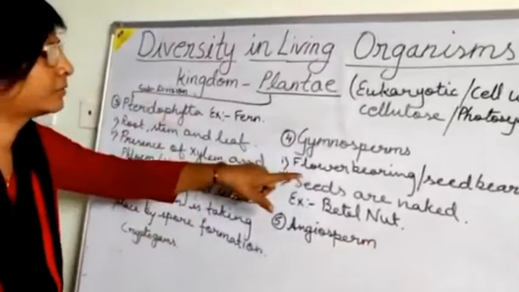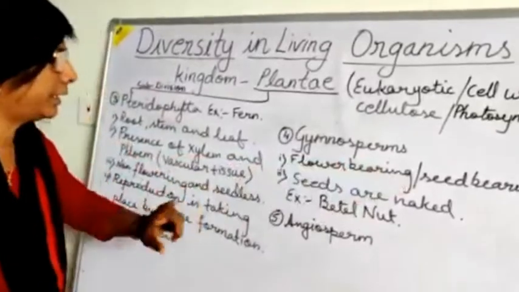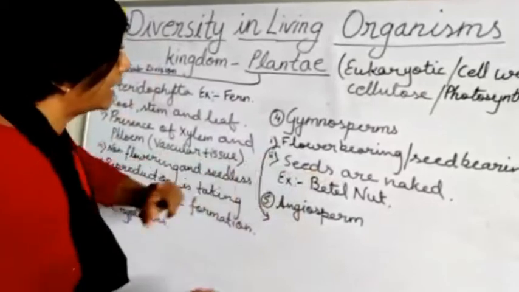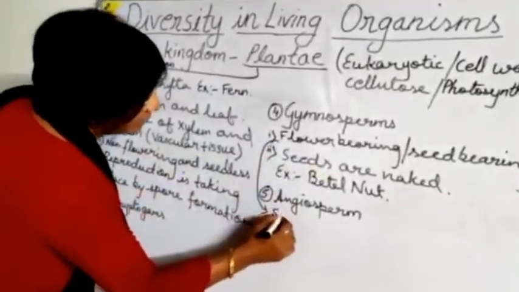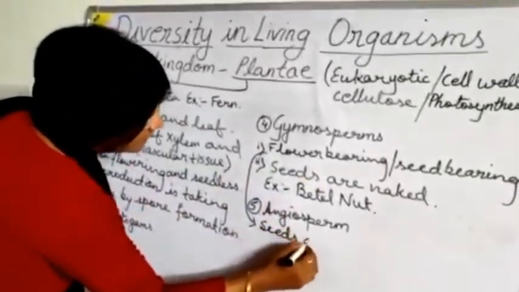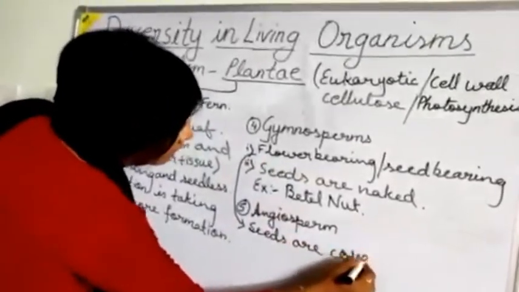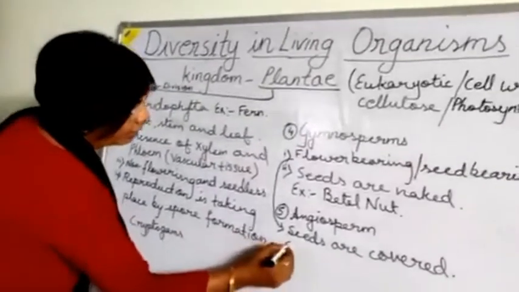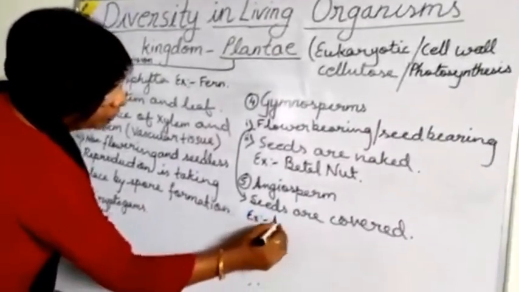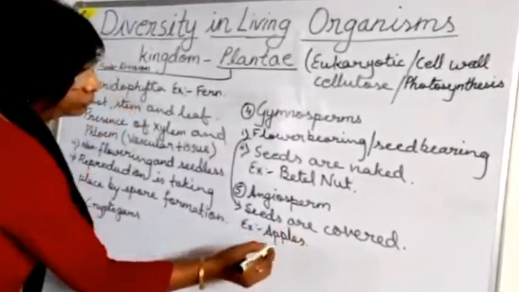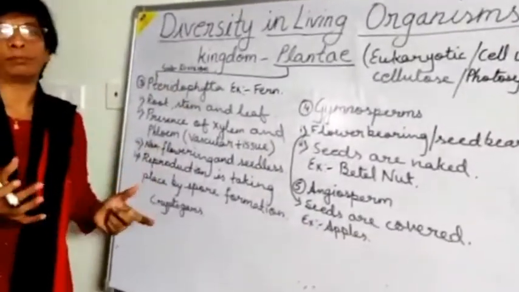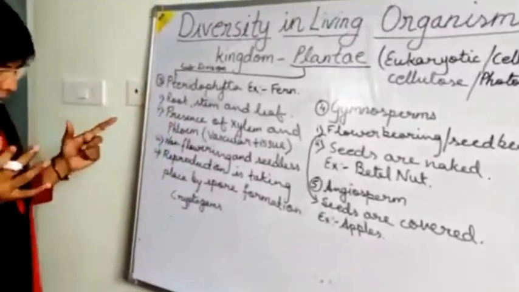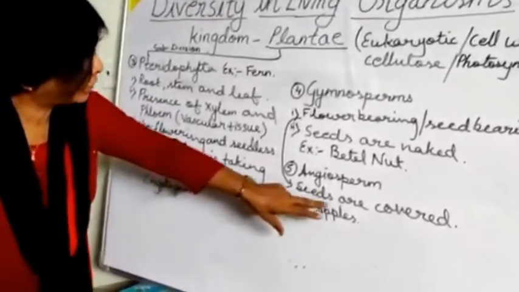Now angiosperm here is what? Flower bearing and seed bearing. Same thing is here. Here we are getting these characteristics, but in gymnosperms seeds are naked. But here seeds are covered. That means you can take the example of apple or some other fruits which are having the carp. We can say that the seed is covered with the carp or the fruit. Then there comes the angiosperm.